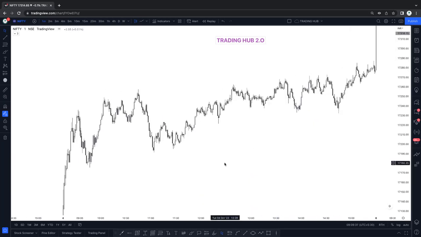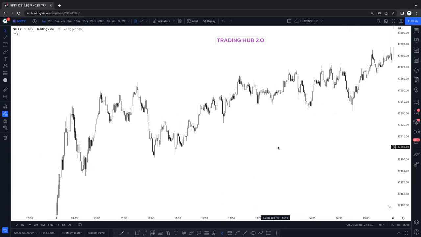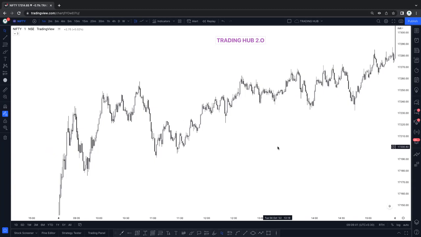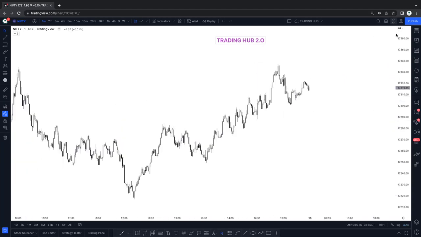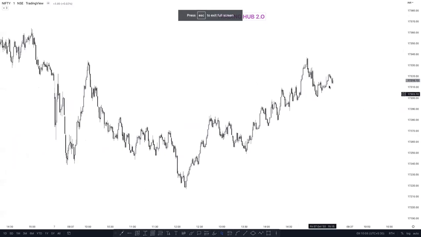So what kind of problem are you facing in marking the structure? From where can I start? I just don't know how to start the first low or first high. Okay. So this is our live price action here.